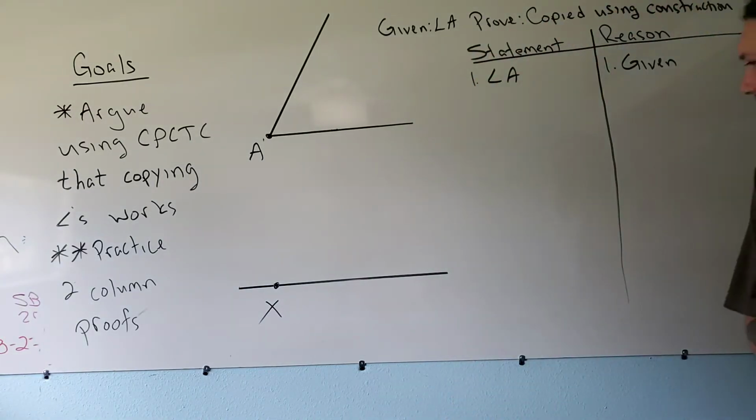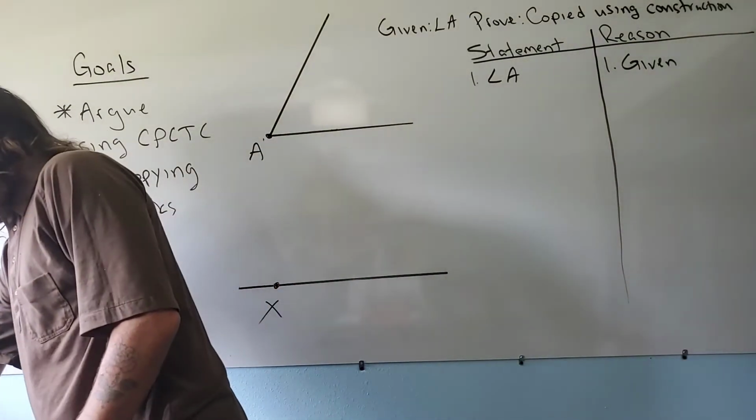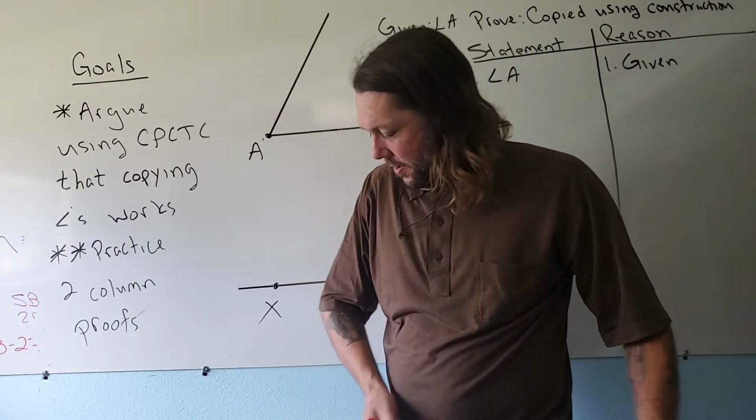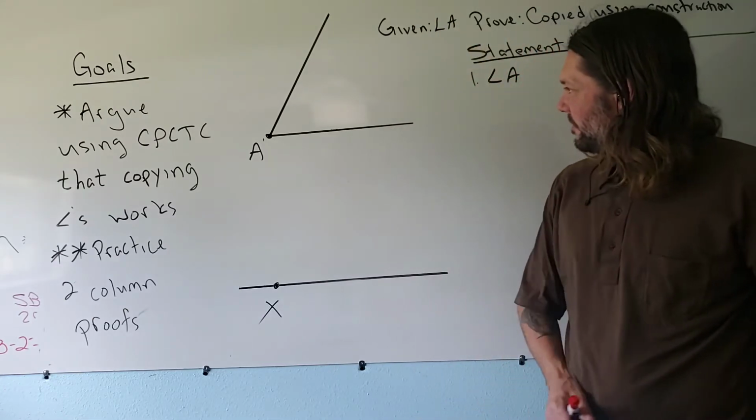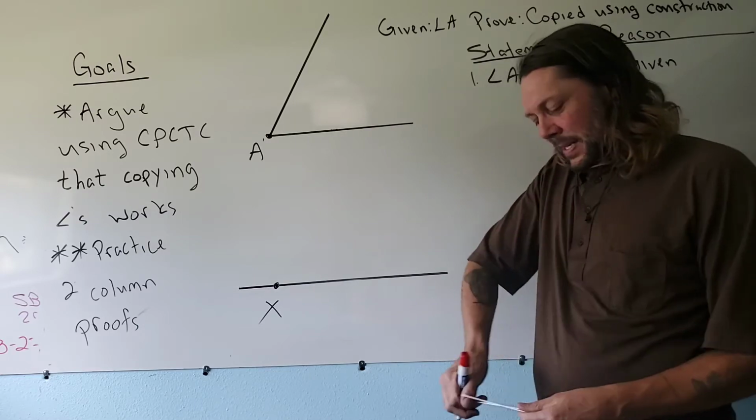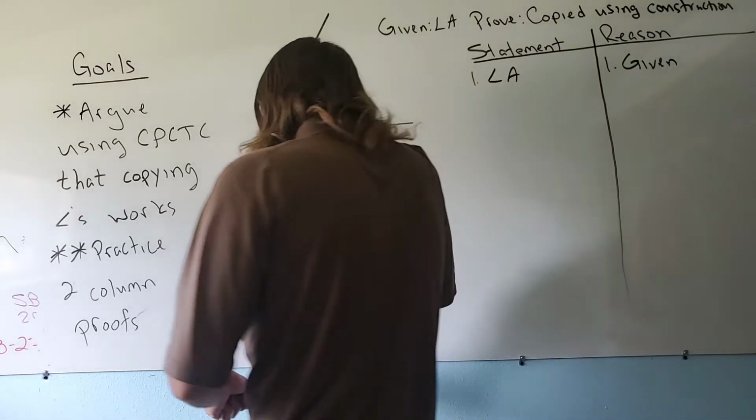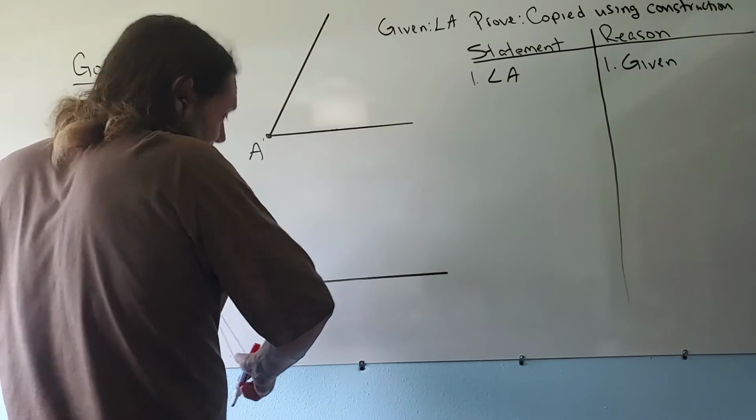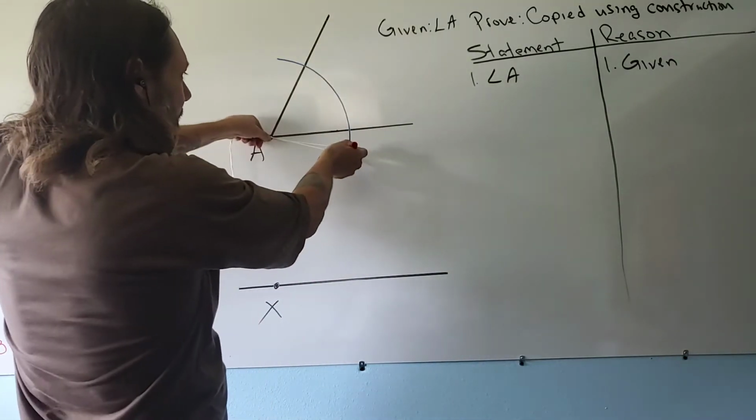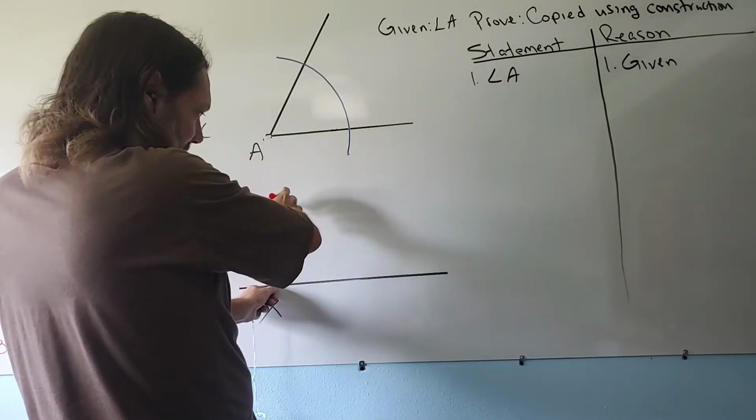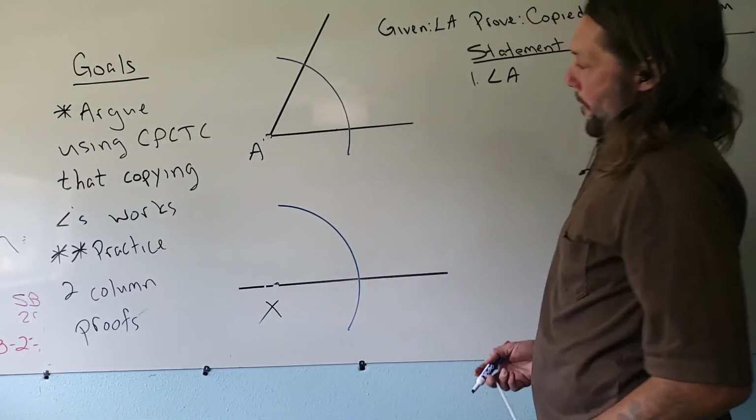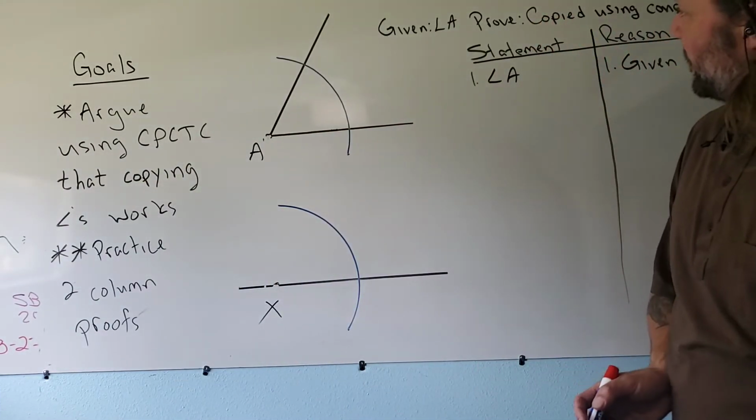So let's go ahead and move into the construction of this. So remember, circles make equal distances. Okay, so let's go ahead and start this. So I'm going to make the exact same mark down here.